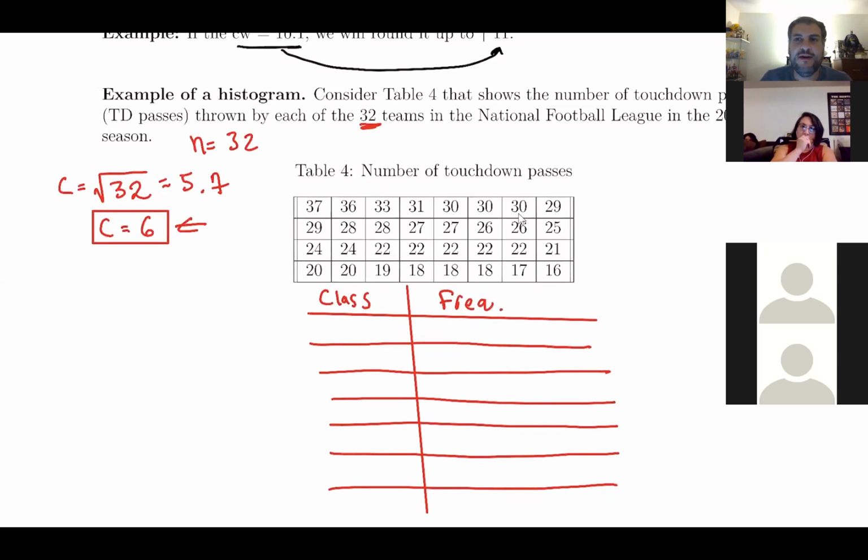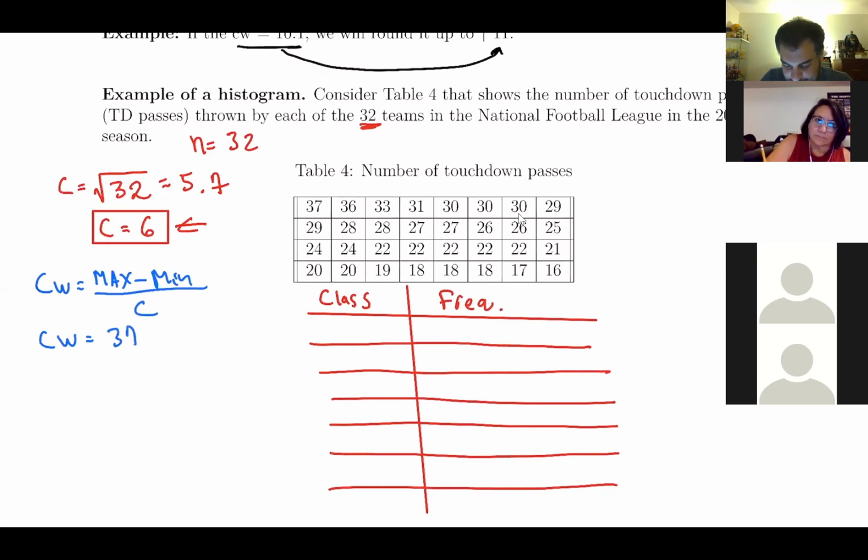Up next, we're going to do the class width. If you remember, it's the max minus the min divided by C. So we get CW is equal to the max. I put the numbers in numerical order from highest to lowest, so the max should be 37. My lowest number should be 16. And lastly, divided by C, C is 6. Everybody good? I got 37 minus 16 divided by 6.